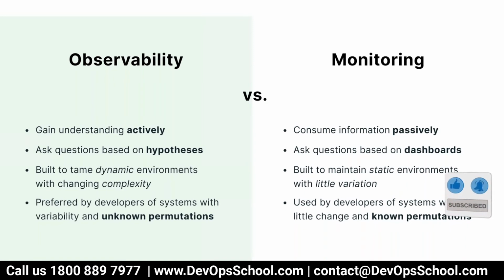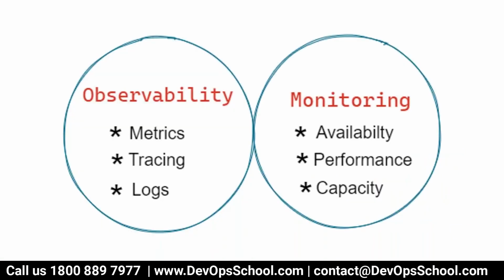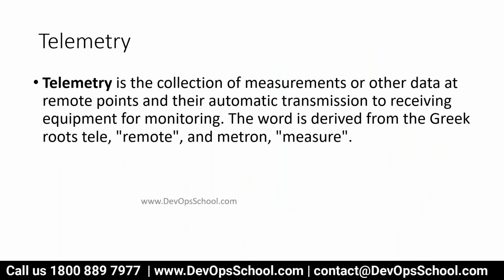So if you want to monitor Kubernetes, a dynamic environment, it's very hard to do. Observability is preferred by developers of systems with variability and unknown permutations. Monitoring is used by developers for systems with little change and known permutations. So we are trying to understand observability versus monitoring. Observability focuses on metrics, traces, and logs, whereas monitoring focuses on availability, performance, and capacity planning. Together, you have to combine these.